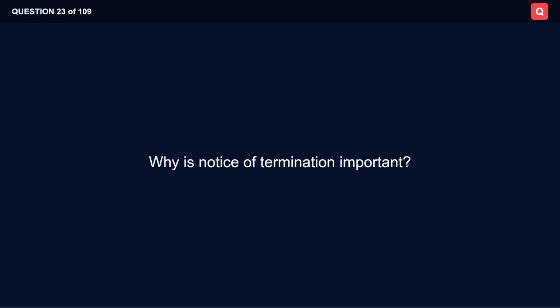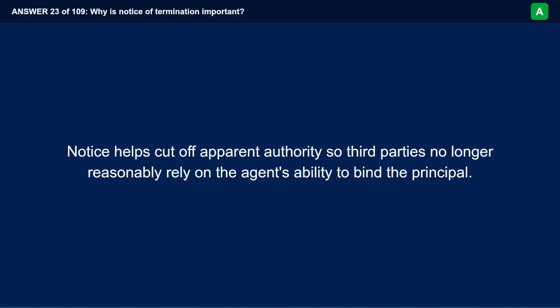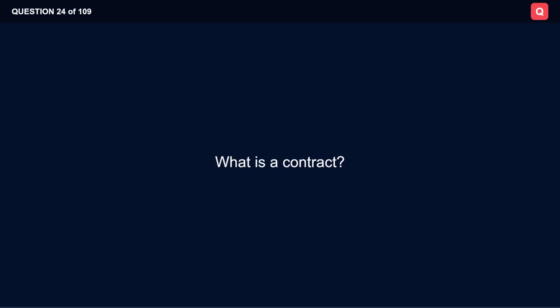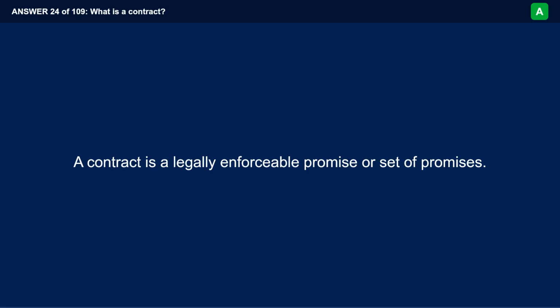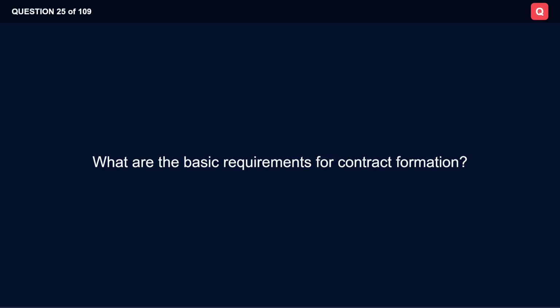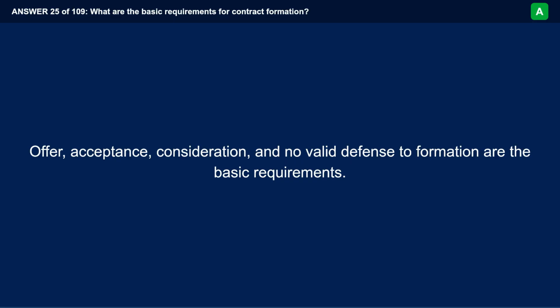Why is notice of termination important? Notice helps cut off apparent authority, so third parties no longer reasonably rely on the agent's ability to bind the principal. What is a contract? A contract is a legally enforceable promise or set of promises. What are the basic requirements for contract formation? Offer, acceptance, consideration, and no valid defense to formation are the basic requirements.